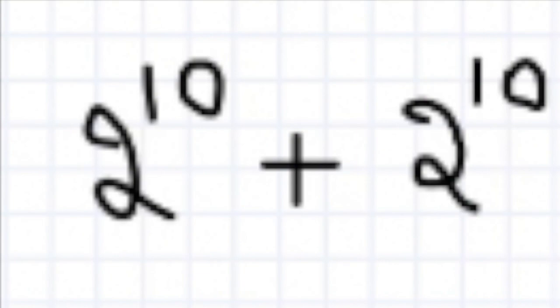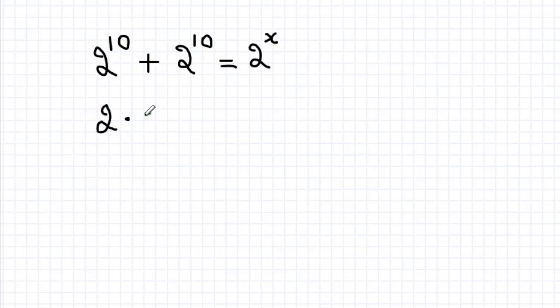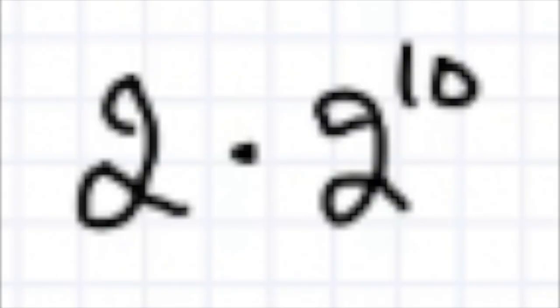Combining like terms, we start by noticing that we have two identical terms, both 2 to the power of 10. Since they share the same base, we can simply add their coefficients. In this case, we get 2 times 2 to the power of 10. Now we have a nice, clean expression with a coefficient of 2 and an exponent of 10.